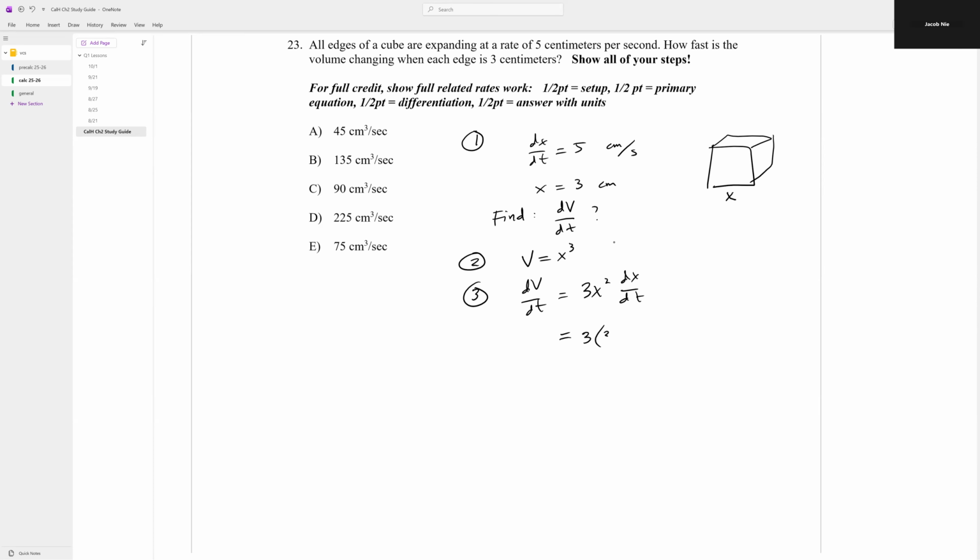So now I plug in the information I'm given. That's 3 times 3 squared, because the side length is 3, x is 3, and dx/dt is 5. So that's 27 times 5, or 135. And what are the units? Units are going to be centimeters cubed, because it's volume, and per second. We're looking at a change of time. It's B.